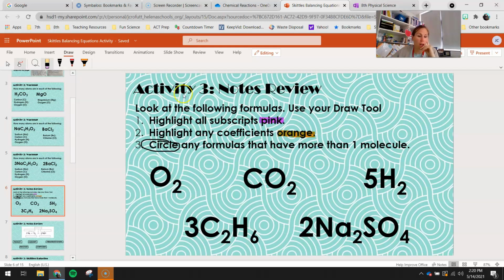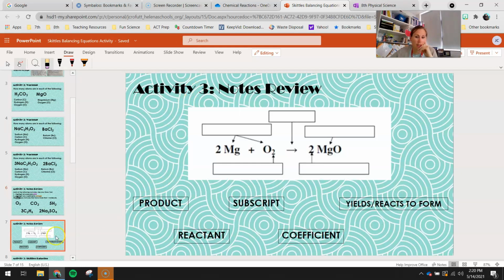All right, moving on to our next slide, slide 7. This should be fairly easy for you guys. Your computers should all be facing forward right now. You guys have these 5 vocab terms, and then here you have a chemical equation. So you need to click and drag those vocab terms to the correct spot.